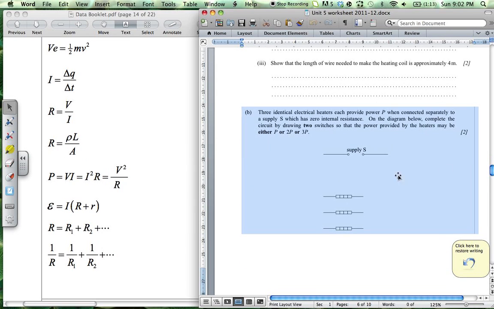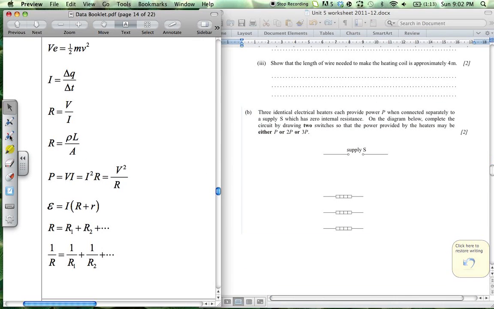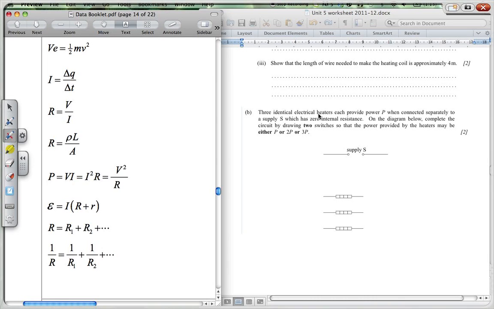Going down to this question over here, it says 3 identical heaters each provide power P when connected separately to supply S, which has 0 internal resistance. Complete the diagram by drawing 2 switches so that the power provided by the heaters may be either P or 2P or 3P.